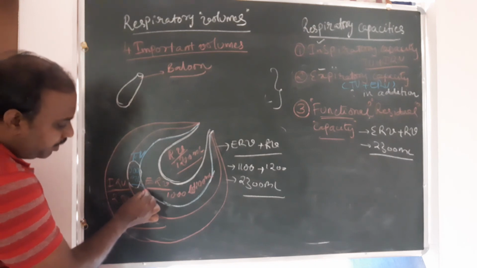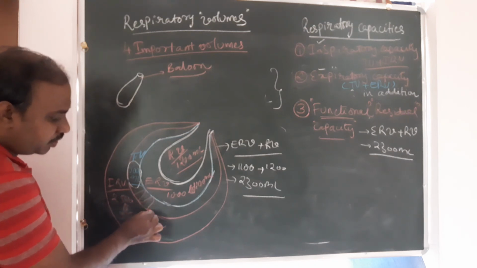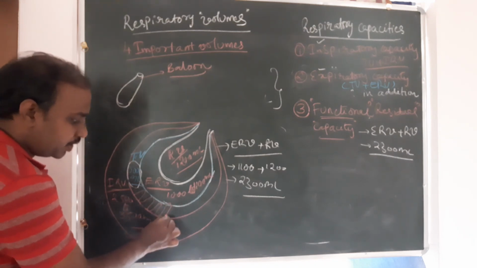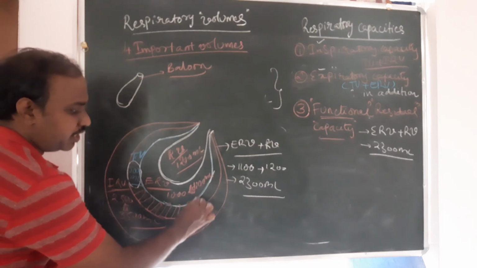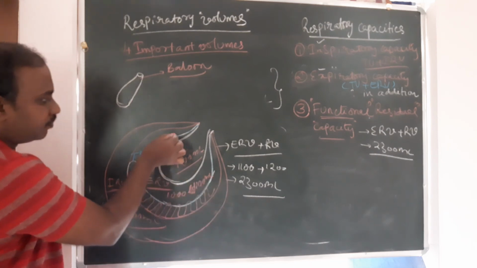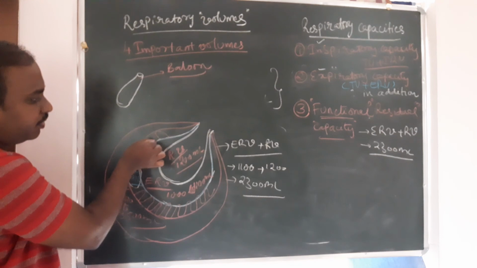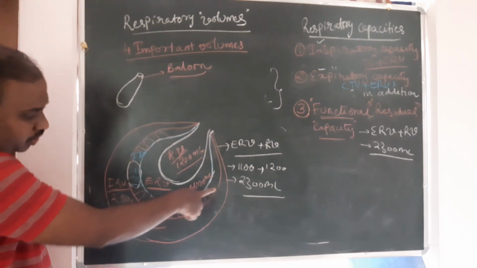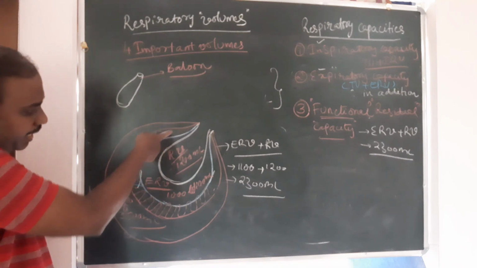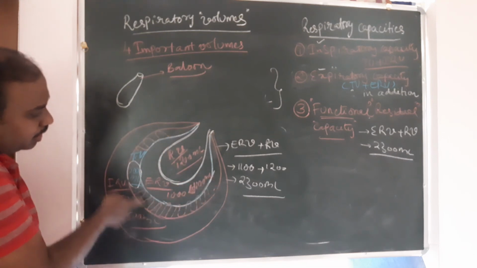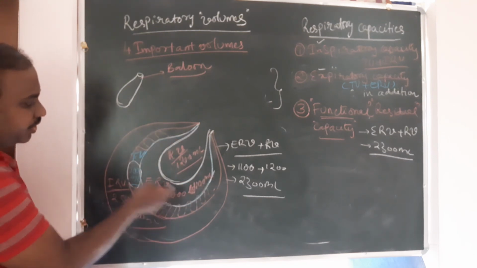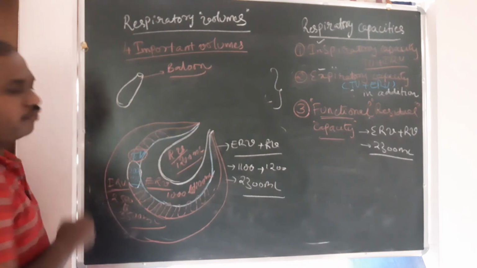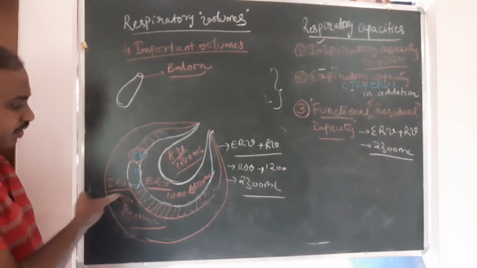Right? So you have inspiration and you have expiration. This is the range that keeps happening here. Right? Inspiration and expiration, 500 ml. So here the air keeps getting exchanged. Here the air keeps getting exchanged at the tidal volume.